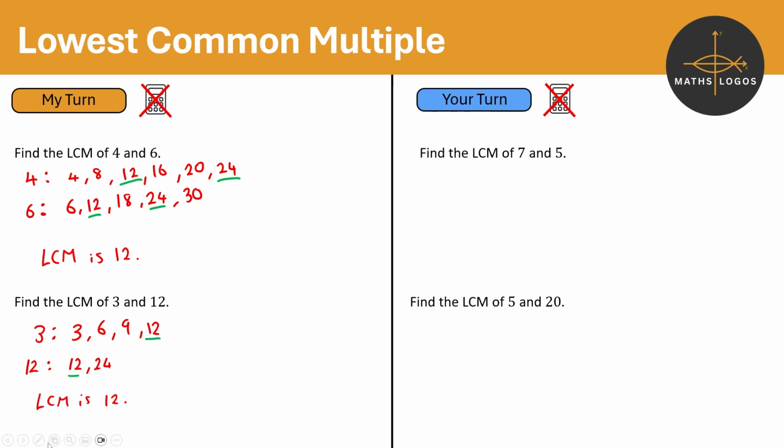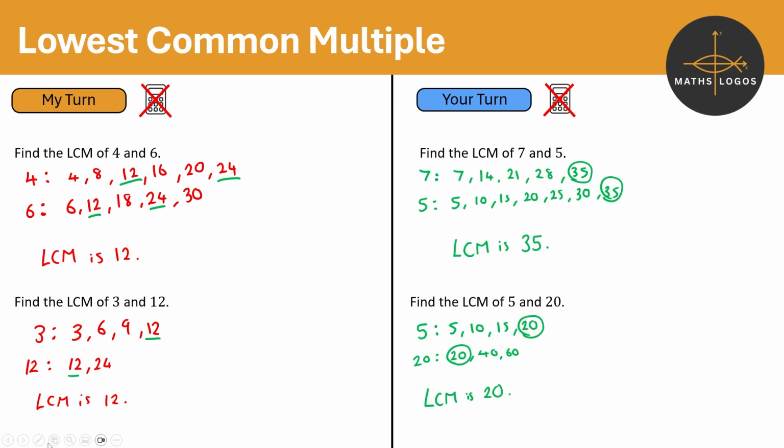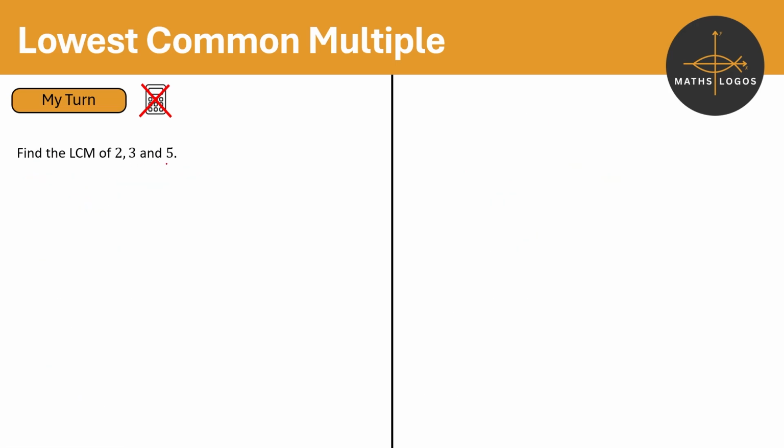Pause the video and give these 2 questions a go, and then your answers will be on screen in a second. Okay, your answers are on screen. You should have got a lowest common multiple of 35 for the first question and a lowest common multiple of 20 for the second. Our next example says find the lowest common multiple of 2, 3, and 5.